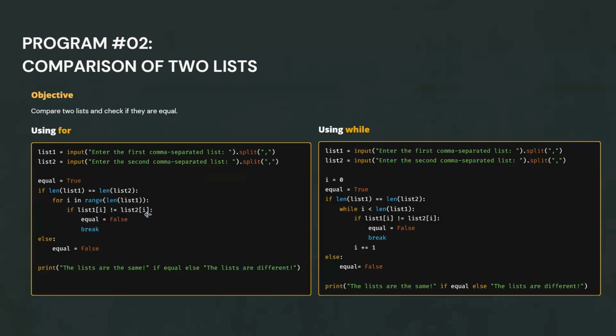And yeah, that's it, my friends. I think you just learned how to compare two lists in Python using both for and while loops.